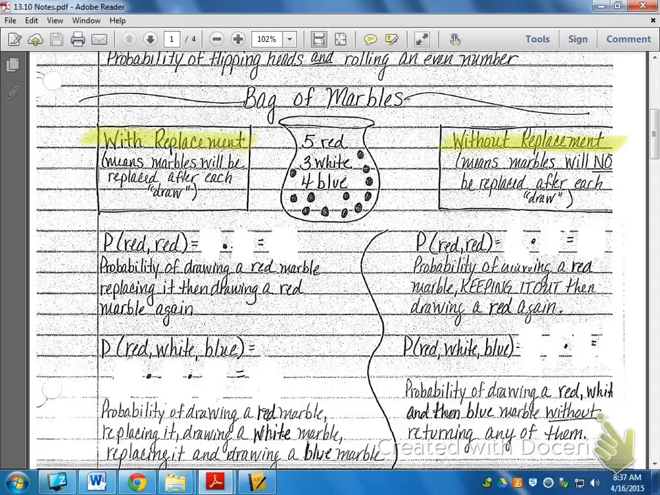Okay, so on the left side of the screen, I'm going to do problems. They're going to be identical, but the left side is with replacement and the right side is without replacement. Okay, so look at the bag of marbles. There's 5 red, 3 white, and 4 blue. I want the probability of drawing 2 red. How many marbles are in the bag all together?